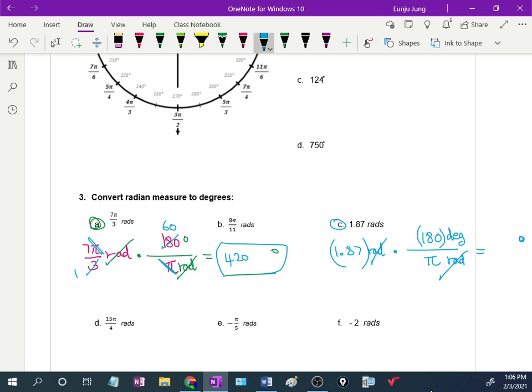From now on, since we have two measures for angles, if you omit writing the degree notation, I assume you're talking about radians, okay? So always make sure you're using correct notations for the measurement. All right, let's calculate 1.87 times 180 divided by pi. I have 107.1. Okay.